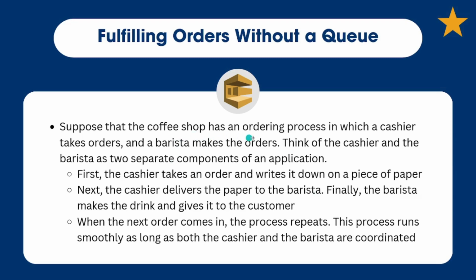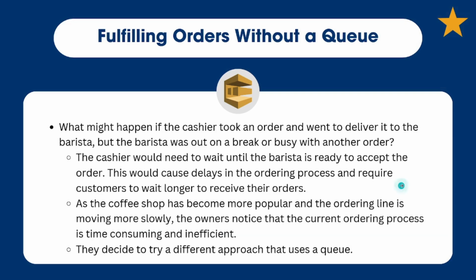So let's bring this back into the coffee shop example. Suppose that the coffee shop has an ordering process in which a cashier takes orders and the barista makes the orders. So we're going to envision a system without queues. We actually do use queues all over our lives. So think of the cashier and the barista as two separate components of an application, two different apps. First, the cashier takes an order and writes it down on a piece of paper. Next, the cashier delivers the paper to the barista. Finally, the barista makes the drink and gives it to the customer. When the next order comes in, the process repeats.